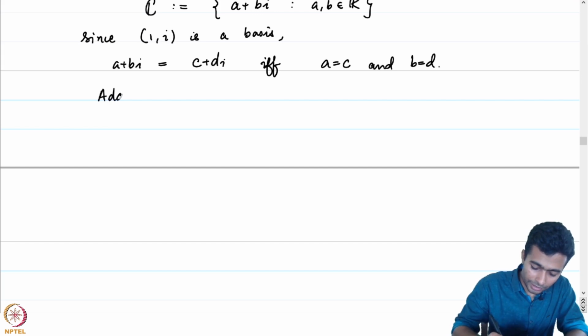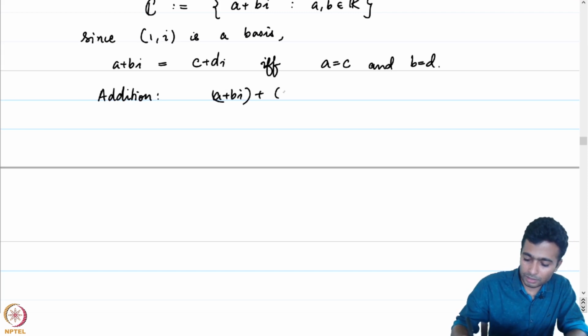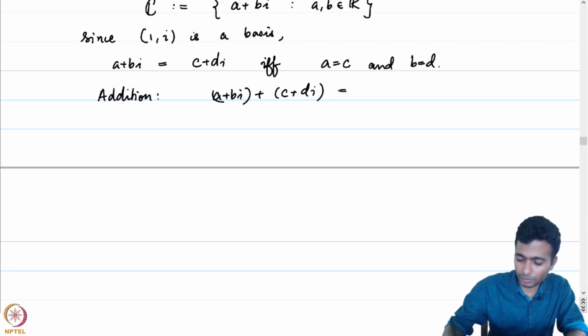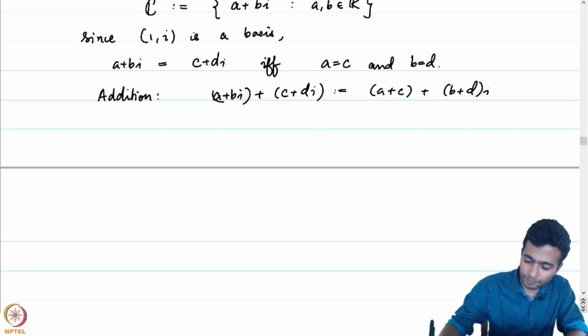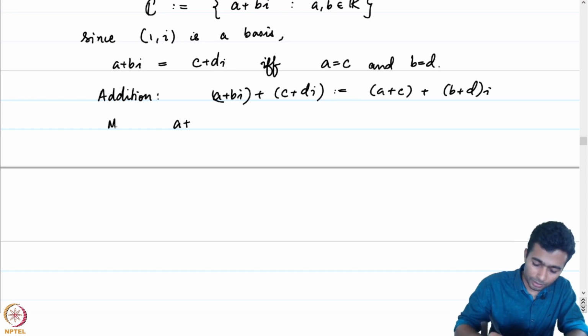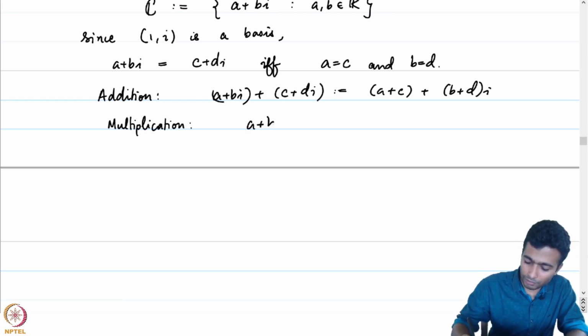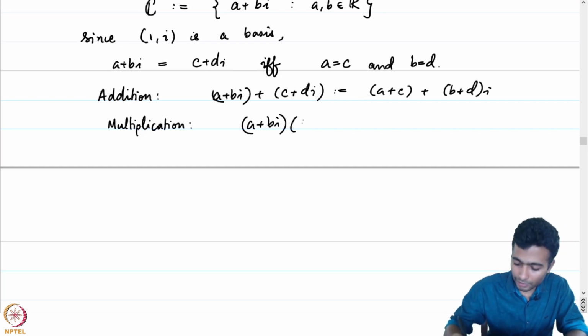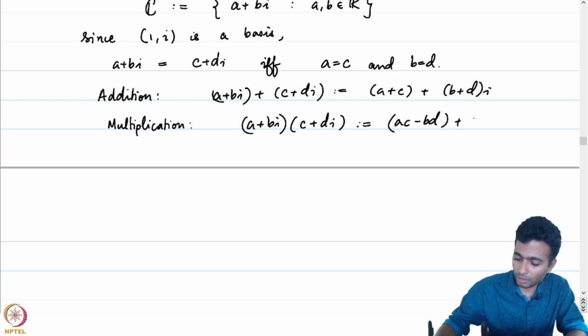So addition, what was the addition? a plus bi plus c plus di is equal to a plus c plus b plus d times i. And how about multiplication? We also defined the multiplication as being the product of cosets. So it will manifest in this manner here: a plus bi times c plus di is ac minus bd plus ad plus bc times i.